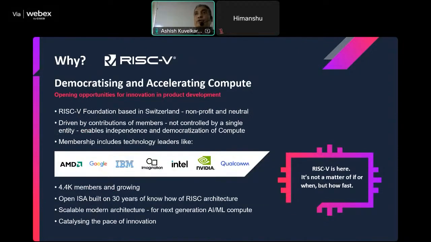So then you come down to, why a movement like RISC-V? First of all, just to point out, as much as people are touting it as a modern architecture, yes, it is. But it is built over an experience of over 30 years of compute knowledge of various people contributing to the community.